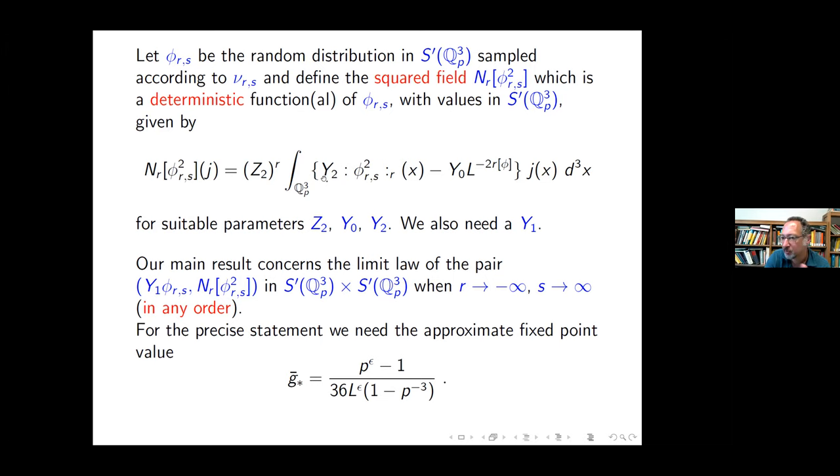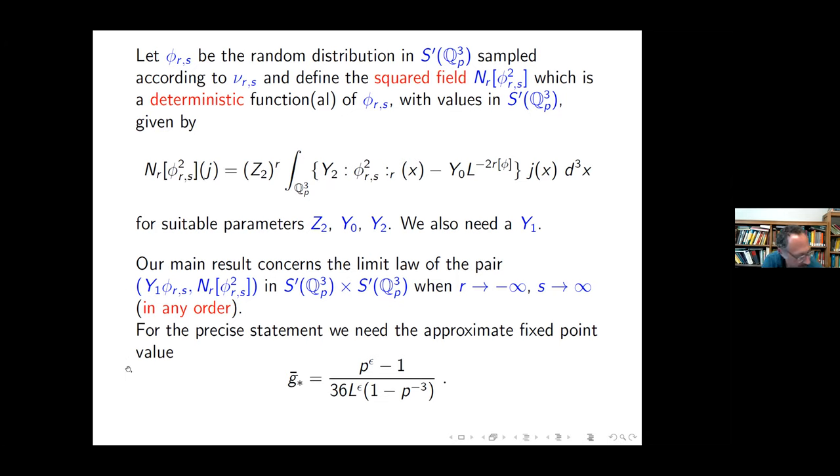Y0, Y2R, they're just some constants. Okay, forget about them. On the other hand, this is the really non-trivial part: we have a multiplicative renormalization because the field phi squared has anomalous scaling dimension. And we proved that. So we show that if you put the correct number here, then the joint law of the field itself and the square converges when you remove the cutoffs in any order. So the ultraviolet, or you do the infinite volume first, or you do it in any order you want. Y1 is just another constant.